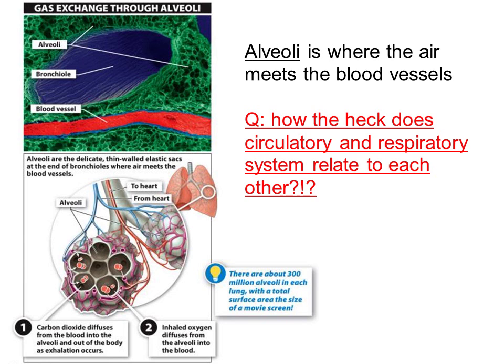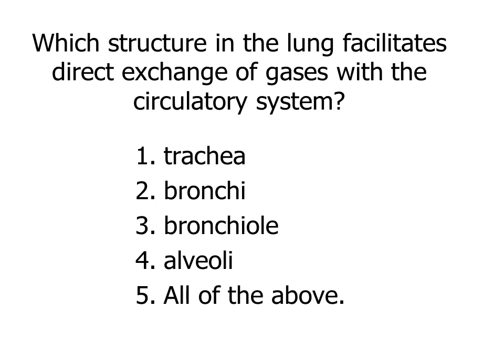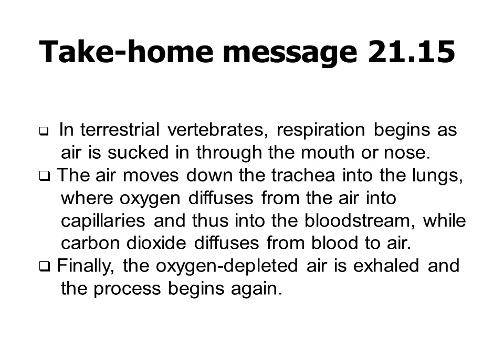Alright, so carbon dioxide diffuses from the blood into the alveoli and then out of the body as you exhale. And then inhaled oxygen diffuses from the alveoli into the blood when you inhale. So which structure in the lung facilitates direct exchange of gases with the circulatory system? The answer is, of course, number 4, because we just talked about it. This is just summarizing the respiration process.